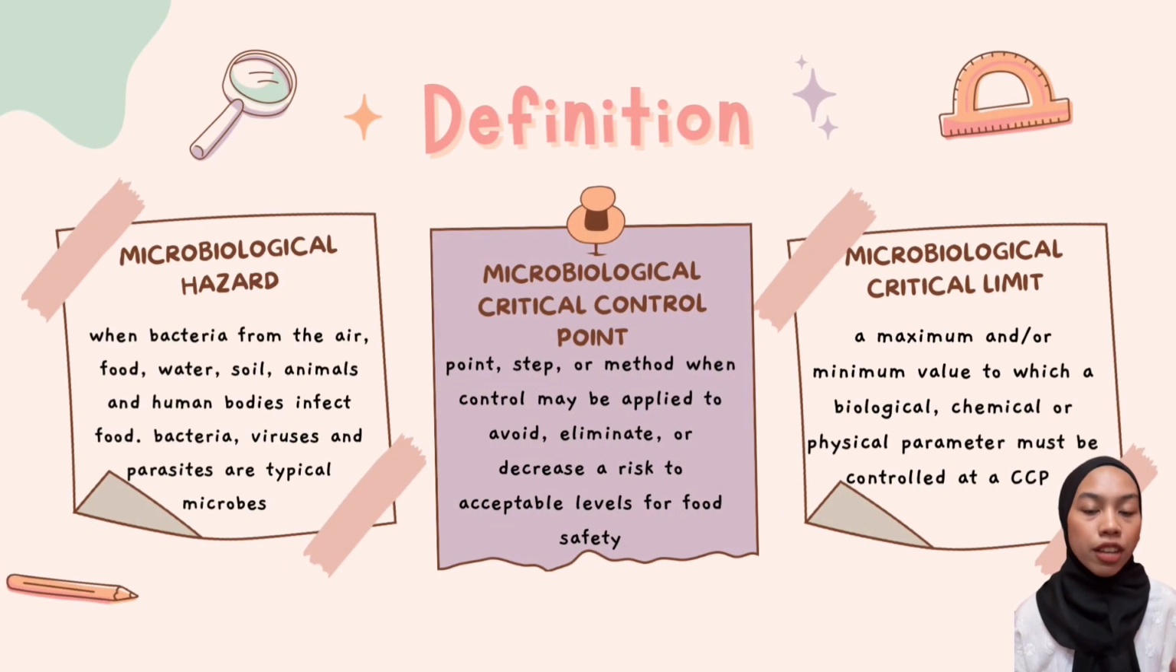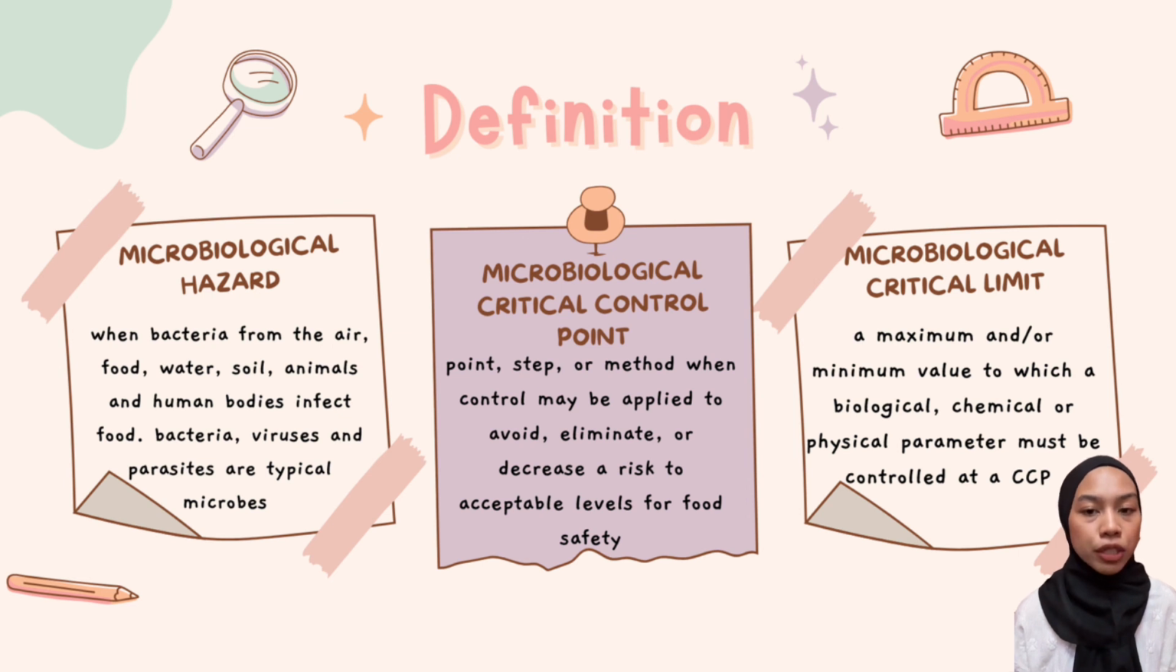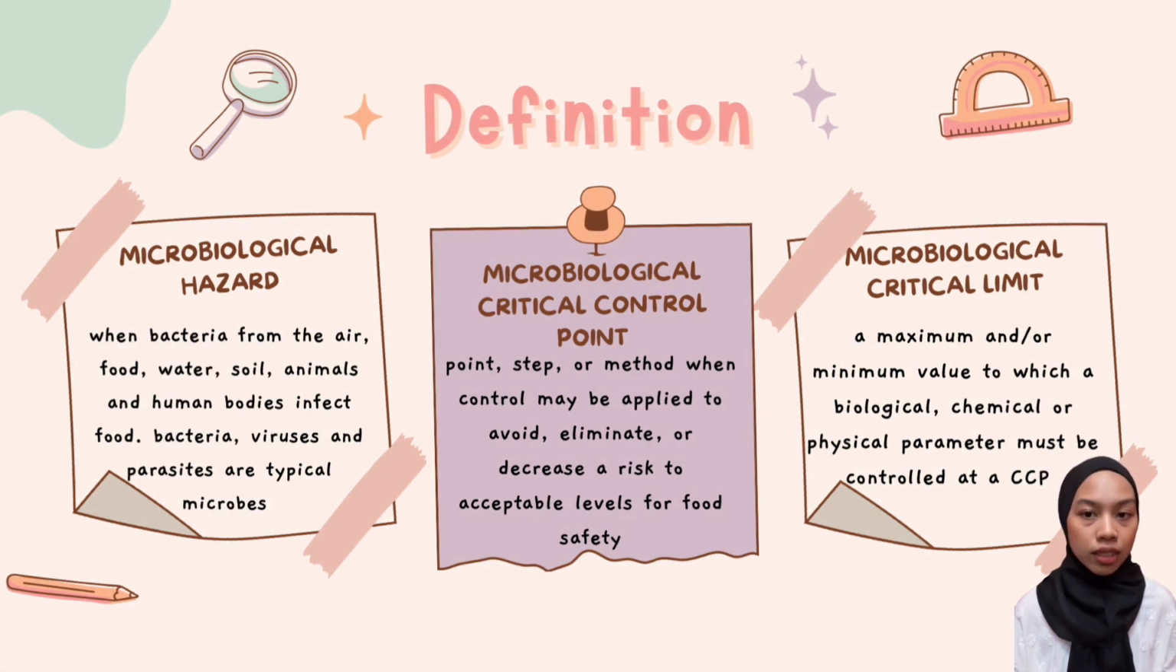So we're going to start with the definition of microbiological hazard, which refers to the presence of harmful microorganisms such as bacteria, viruses, and parasites in foods that can cause illness or disease in humans. Microbiological critical control point is a point, step, or method where control may be applied to avoid, eliminate, or decrease a risk to acceptable levels for food safety. Next is microbiological critical limit, which means a maximum or minimum value to which a biological, chemical, or physical parameter must be controlled at a CCP or critical control point.